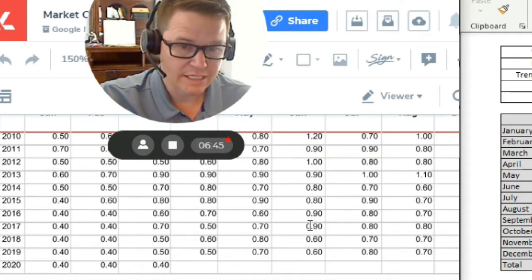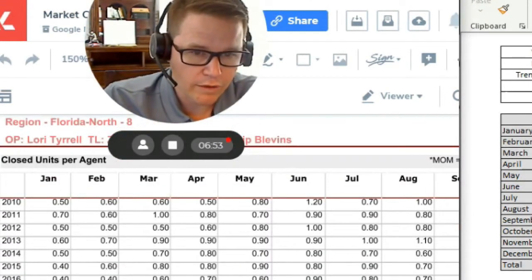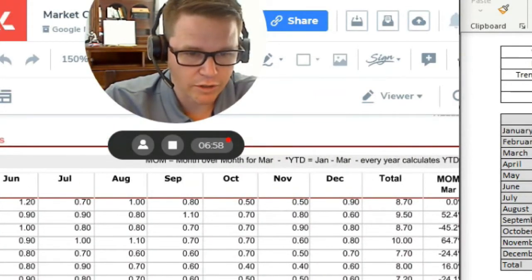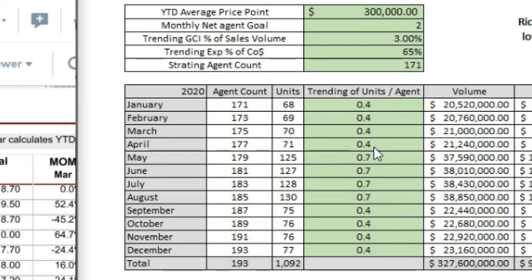0.7, 0.8, 0.8, 0.9, 0.7, 0.6, 0.6, 0.9, 0.9, 0.8. So we know that there is seasonality still in this office, even though we're in Florida around the schools and everything else, and then it drops off again around the last third, 0.5, 0.5, 0.4, 0.5. So what I did just for projections, you can do what you want, is type in what you think it might be based on trending projections. So 0.4, 0.4, 0.4. I went up to the 0.7s and then back down to the 0.4.